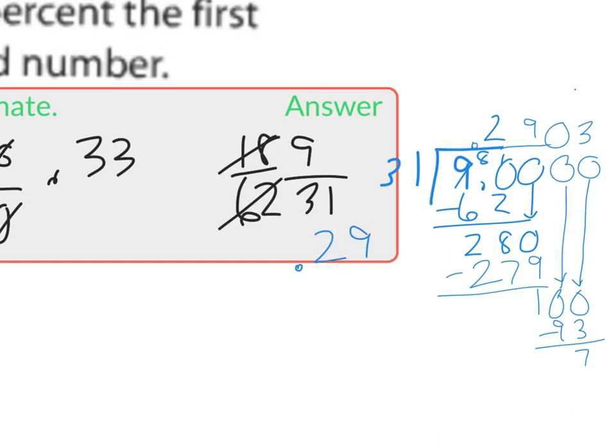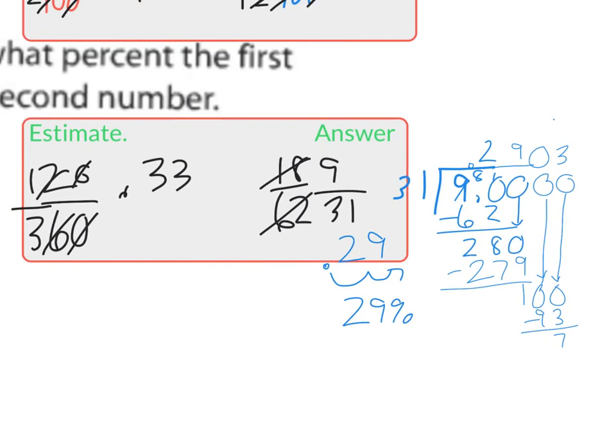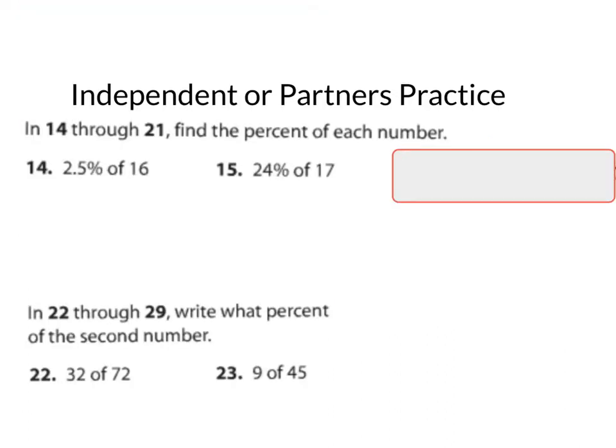And if I want to make that into a percent, I move it twice, 1, 2. So that's 29%. Is that close to 0.33 or 33%? Yes, it is. Moving on in 3, 2, 1. For independent or partners practice, I'm going to show you the answers to 14 and 15. Once you have them completed, unpause the video in 3, 2, 1.